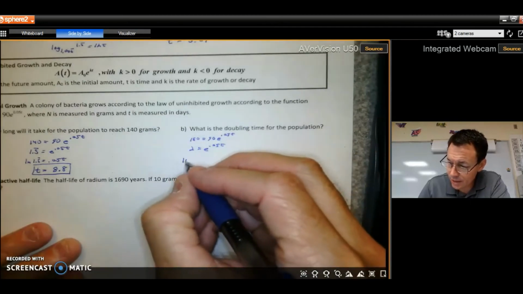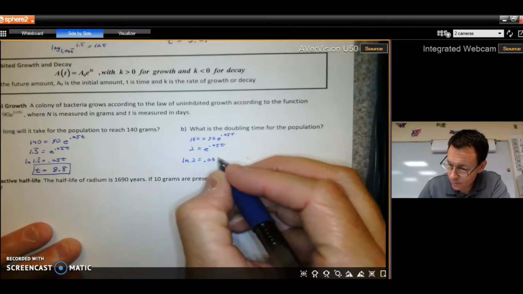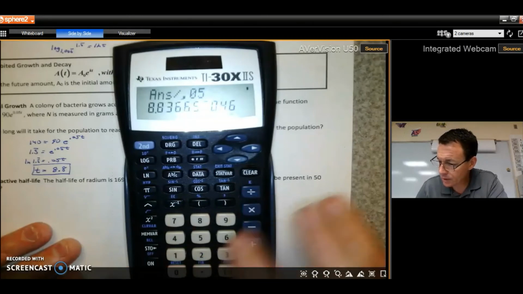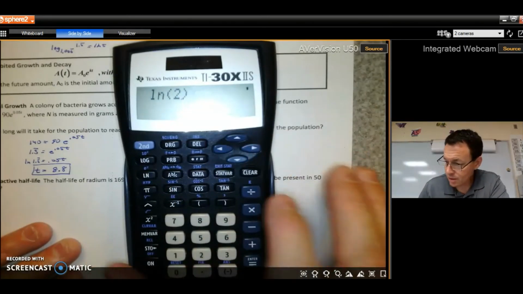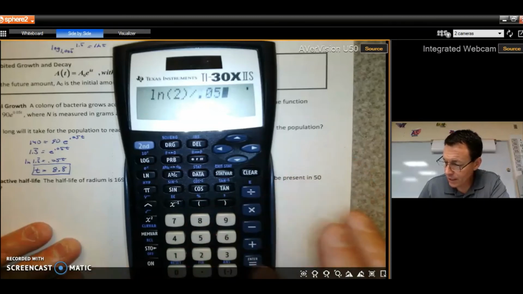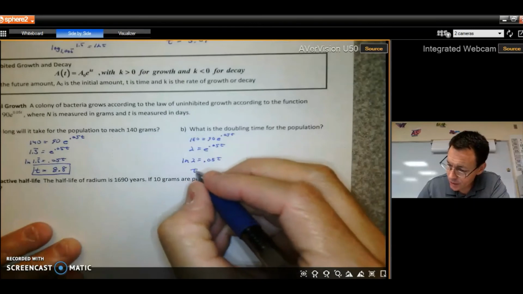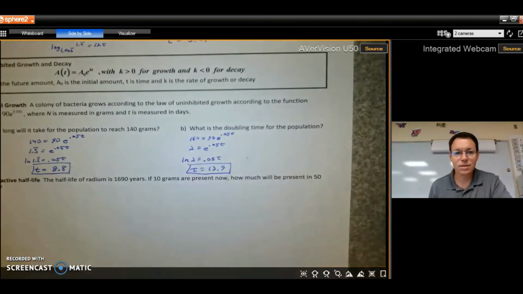So we are going to take the natural log of 2, and then we're going to divide that by 0.05. So on the calculator, natural log of 2, parentheses, don't forget the parentheses there, divided by 0.05, and we get 13.9, we'll say. t equals 13.9 days. That's how long it'll take to double.